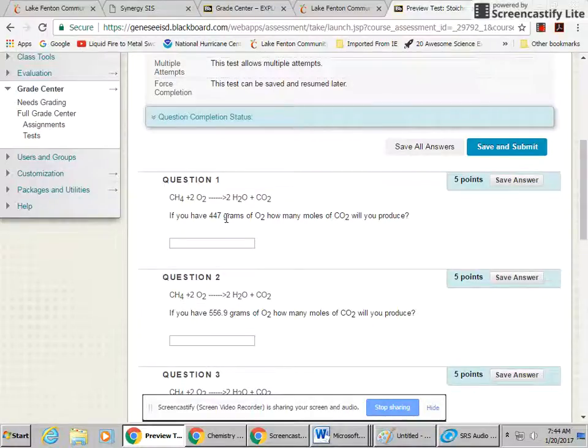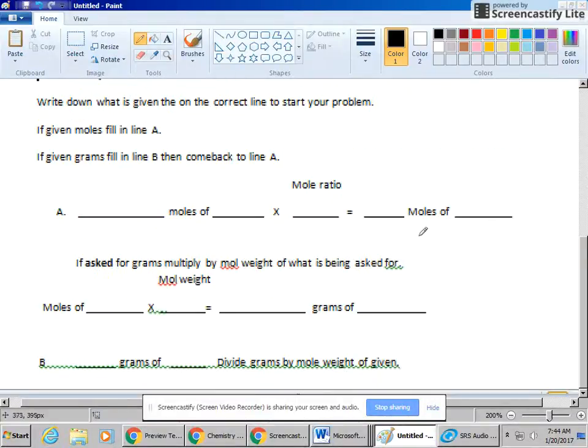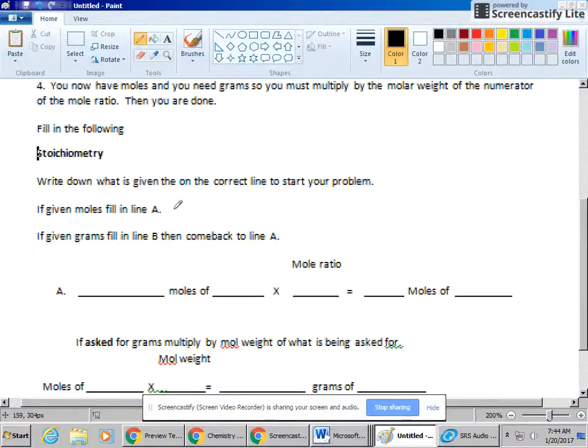Question one: if you have 447 grams of O2, how many moles of CO2 will you produce? The first thing that you do is you put down what's given. Write down what is given on the correct line to start your problem.